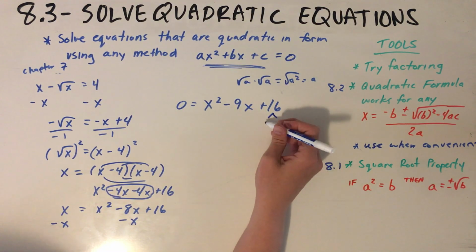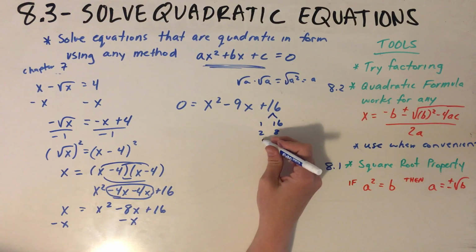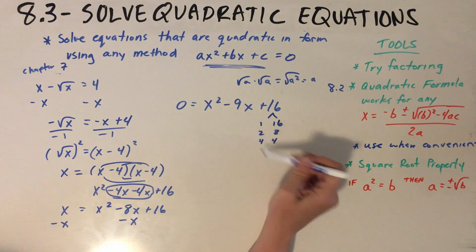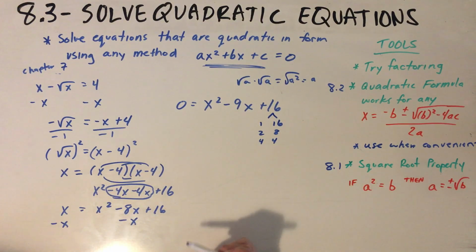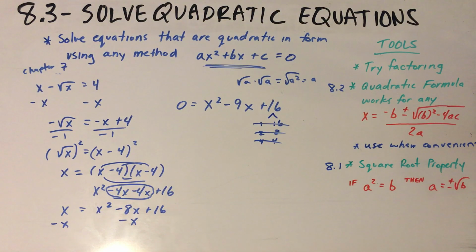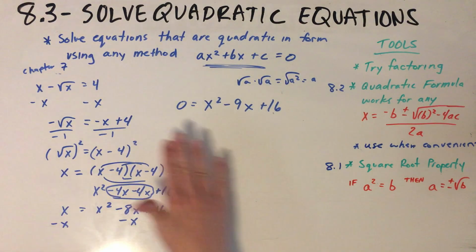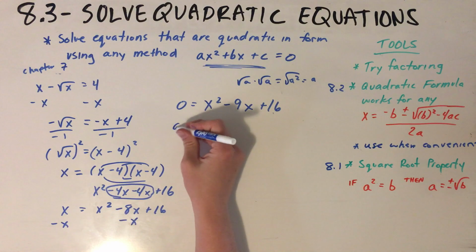So factors of 16 are going to be 1 and 16, 2 and 8, and 4 and 4. And unfortunately, none of these factors are going to sum to a -9. Okay, that won't, and that won't. So I can't factor. So then I'm going to go to the quadratic formula. Well, now that I've got it in this format, I can identify A, B, and C.